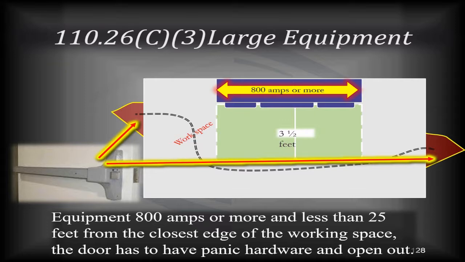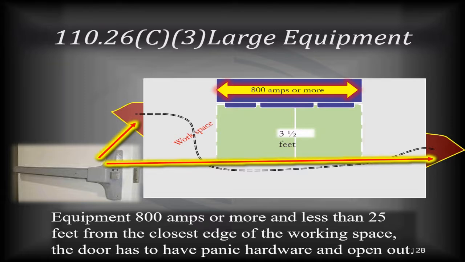110.26(C)(3) deals again with large equipment. For equipment rated 800 amps or more and less than 25 feet from the closest edge of the working space, those entrances and exits have to have panic hardware.